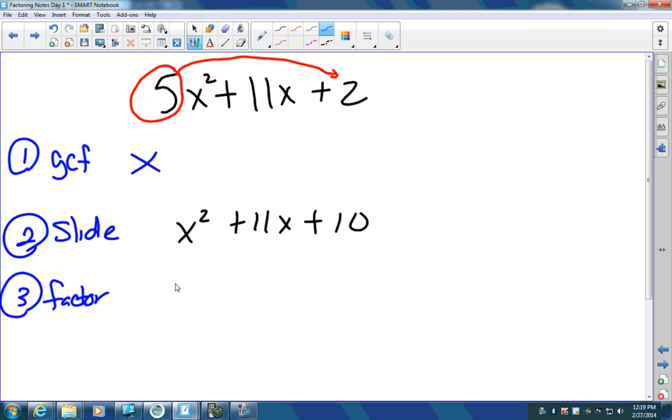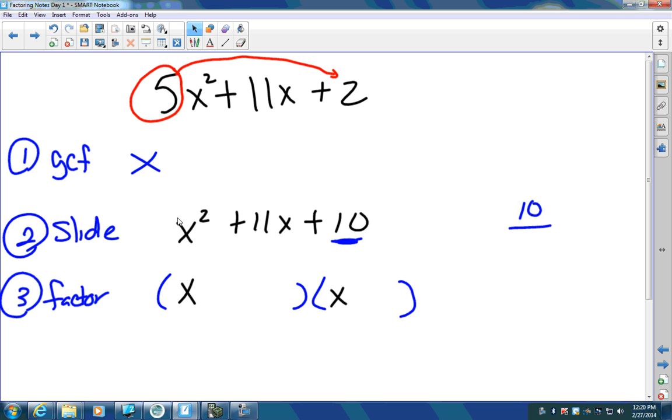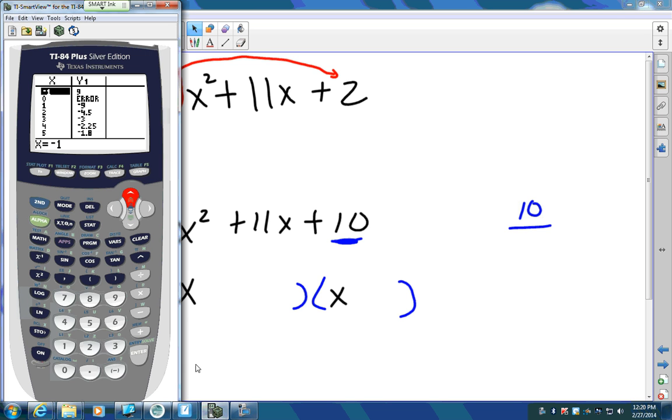All right, so to factor means I've got to split them up into parentheses. X squared is always the easiest. X and x. Okay, take this number back here. What are the factors of 10? Now, one thing I'm going to show you is this. Look, go to your calculator. Go to y equals.